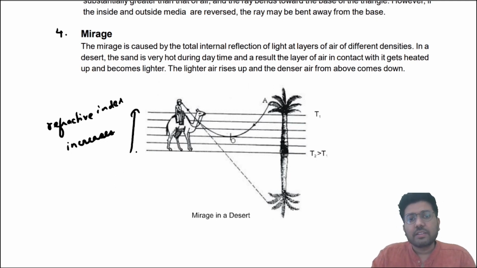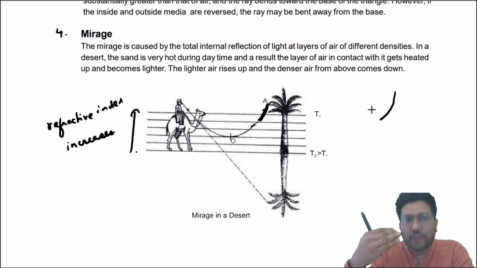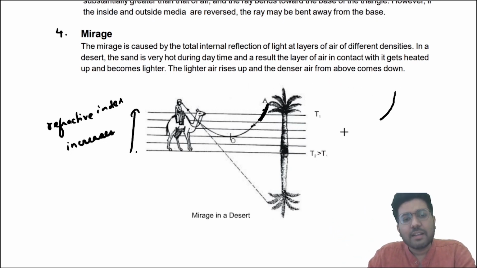Listen carefully. Suppose you are sitting here, and you are watching a distant object, suppose a tree. When the light is coming from the tree, every time it is moving from a denser to a rarer medium, because above the surface is more dense compared to below the surface. So every time it is bending away from the normal, because when light travels from a denser medium to a rarer medium, it always bends away from the normal, right?